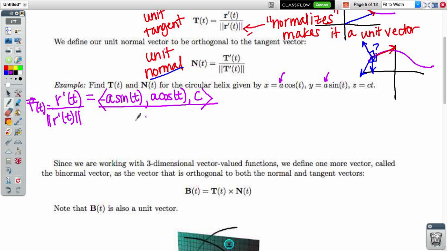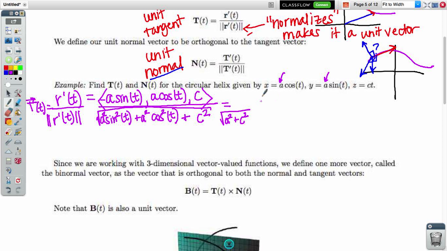The length of this thing, which is actually going to come out to be nice, is the square root. I'm going to square each component. So a squared sine squared of t plus a squared cosine squared of t. Something should stand out to you there because I've got a sine squared plus a cosine squared, so those are going to cancel out to 1. And then I have the third component here, c squared. So this entire square root just gives me the square root of a squared plus c squared.